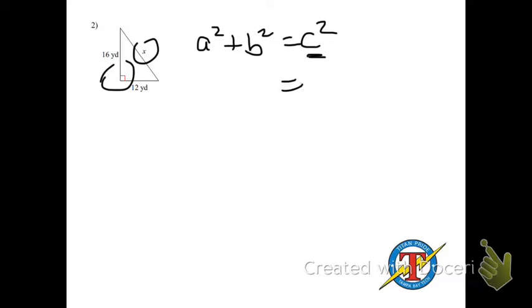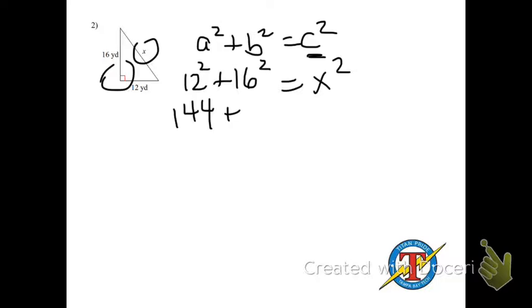So underneath the c, we're going to fill that in first, x squared. a and b are the two legs of the right triangle, the two straight sides, 12 and 16. So I have 12 squared plus 16 squared equals x squared. Okay, 12 squared is 144.